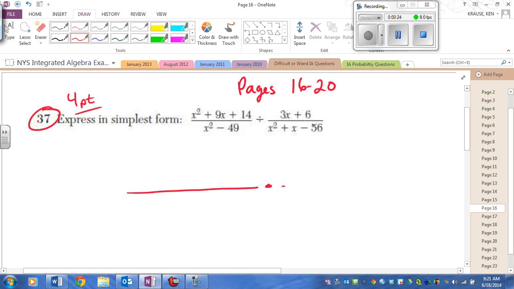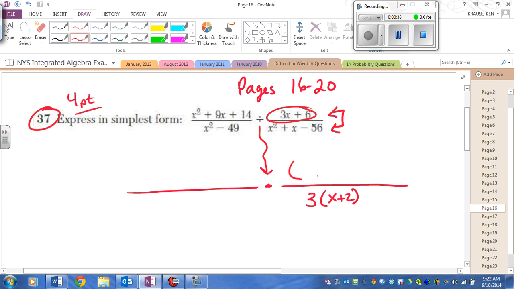So one of the things you're going to have to remember is this division turns into a multiplication problem by flipping this. So I'm going to do that right away. This goes to the bottom, and we take out the GCF, which is a 3. x plus 2. This one's pretty simple. It factors to 56, and if you remember your math facts, you'll remember that 7 times 8 is 56. So we're going to do plus 8 and a minus 7, because those multiply to negative 56 and add up to positive 1. This factoring is pretty easy.